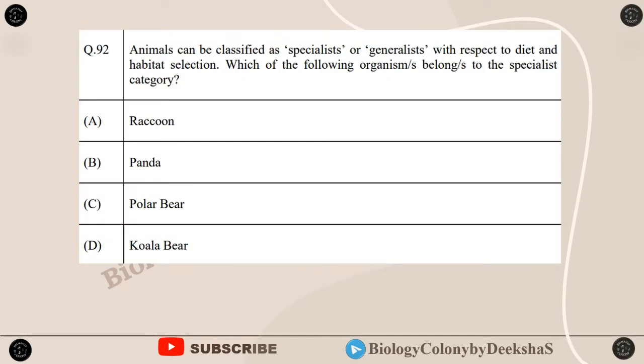So the next MSQ question is, animals can be classified as specialists or generalists with respect to diet and habitat selection. Which of the following organisms belongs to the specialist category?